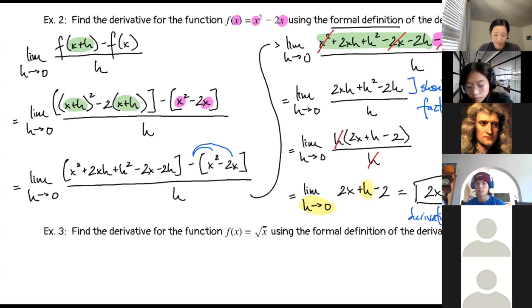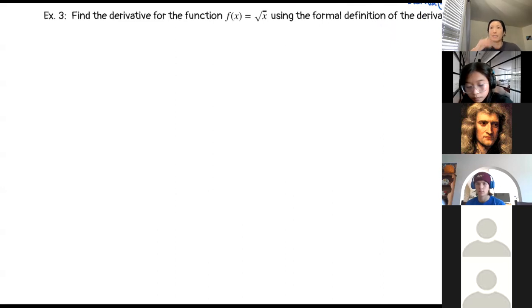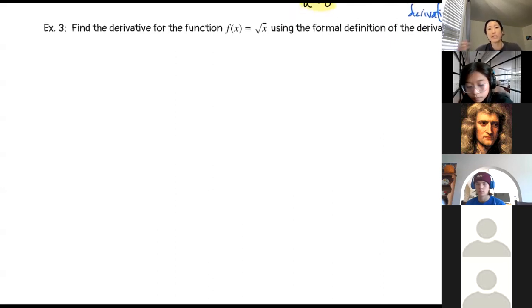Well, let's take a look at example number 3 then. Okay, so example number 3 looks pretty similar. It says find the derivative for the function of f of x equals the square root of x using the formal definition of the derivative.